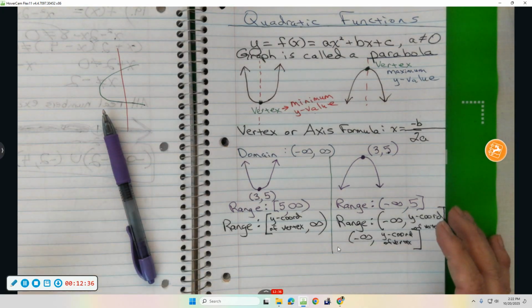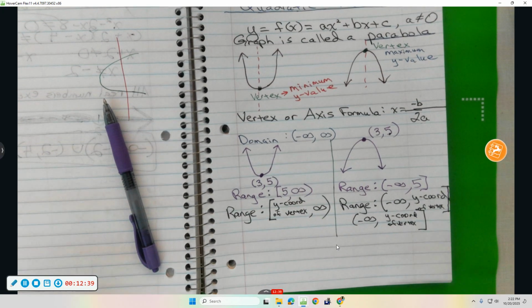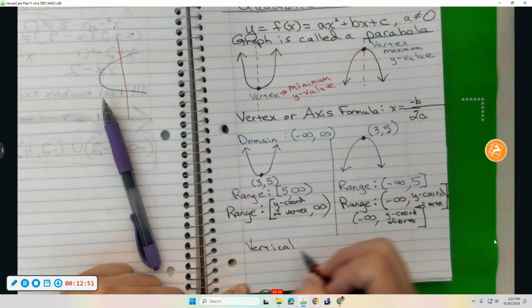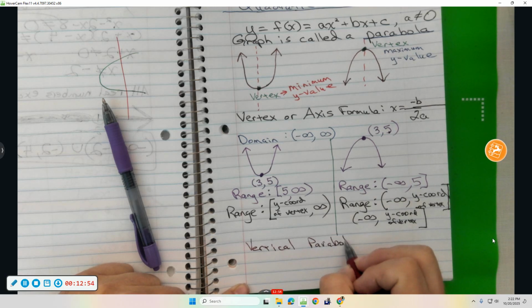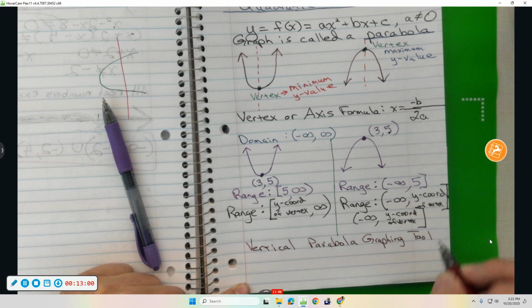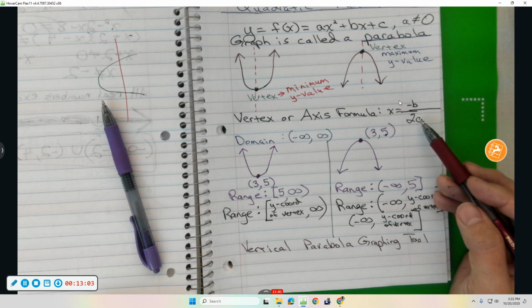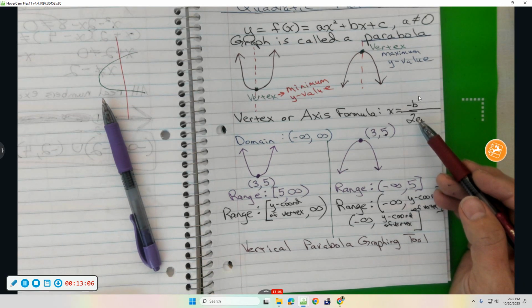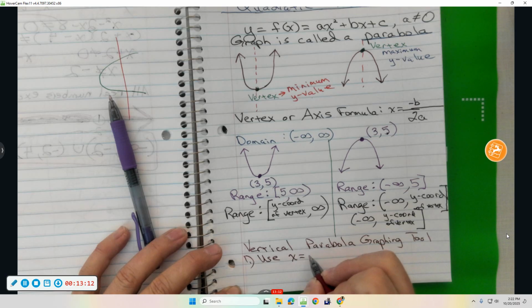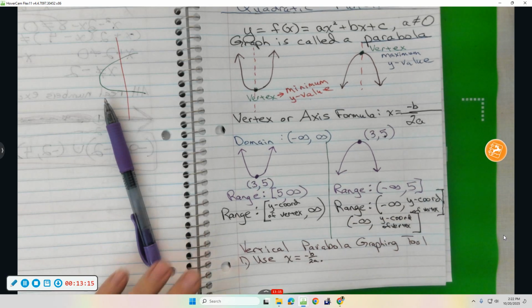Okay, I have one other thing I need to do. Here's how you're going to graph using the quadratic function tool, the vertical parabola graphing tool. You use x equals negative b over 2a to find the vertex. Plug it in. Then you have to plug that number in to find the y coordinate.